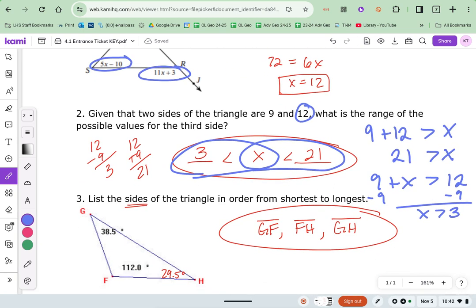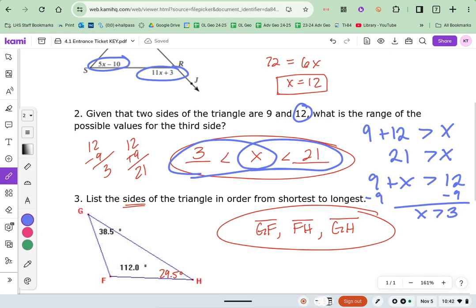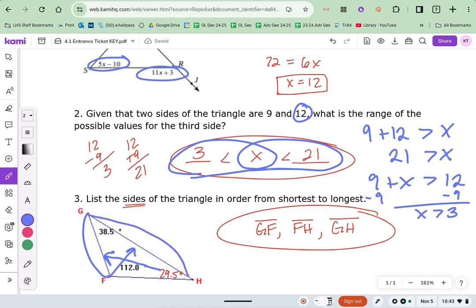All right, so this next one, first you need to find that missing angle, h, from all the angles adding up to 180. And then the shortest side is across from the shortest angle, or smallest angle, and the longest side is across from the largest angle. So the shortest side is GF because that's directly across from your smallest angle. Your largest side would be GH because that's directly across from your largest angle.